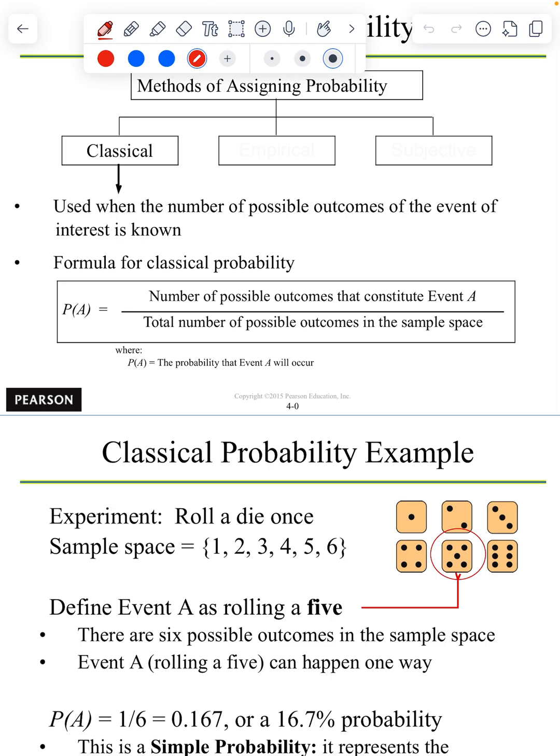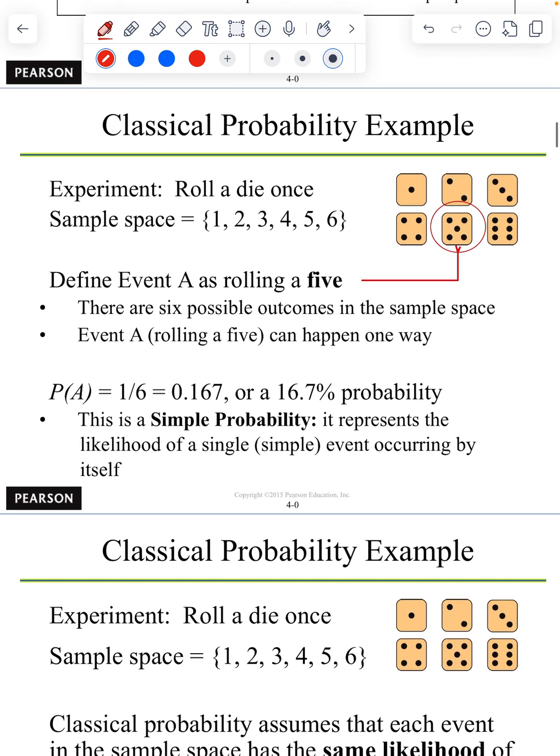If we were to look at classical, you've got the number of possible outcomes that constitute event A over the total possible outcomes of a sample space. For example, if I'm going to look at flipping a coin, it's a 1 in 2 chance of flipping heads or tails, because there are only 2 possibilities of that event.